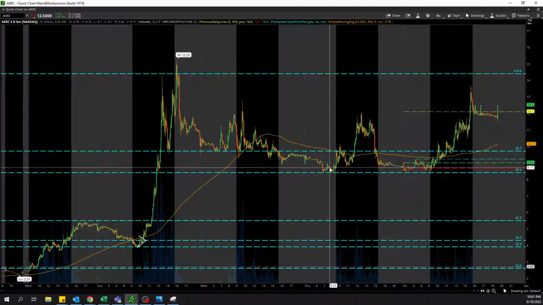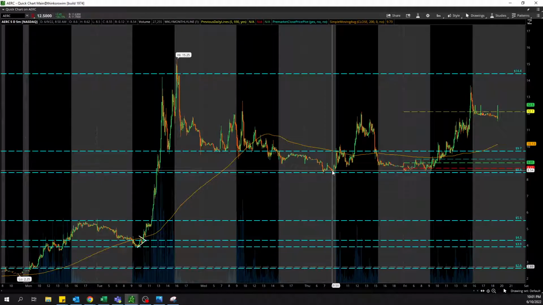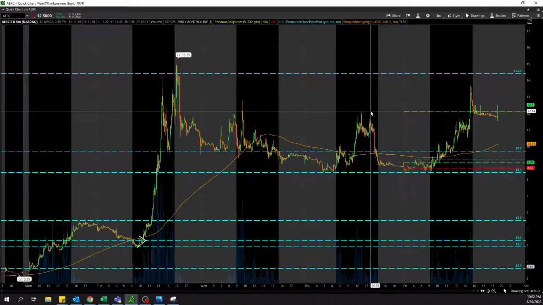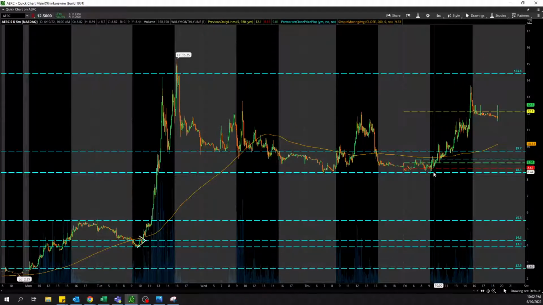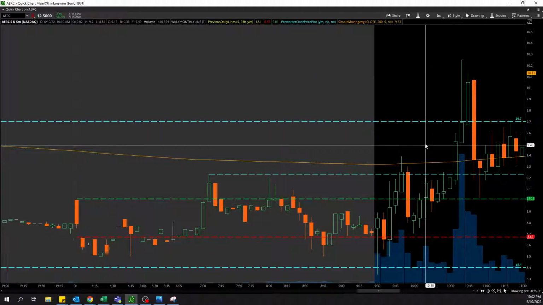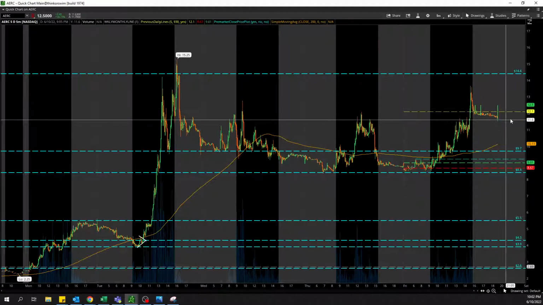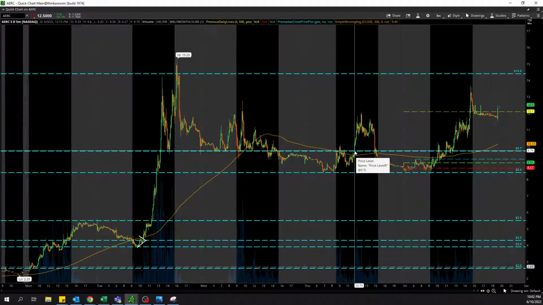They faded it. Came back to the 840s. Could have got in. Pulled. And then it ripped from there. Came back up to the 12s again. Pulled back. They brung it right back down to the 840s again. And then they ripped it right back up to the 12s. And got a little extended over at the 13s. And now they're just sitting with it.